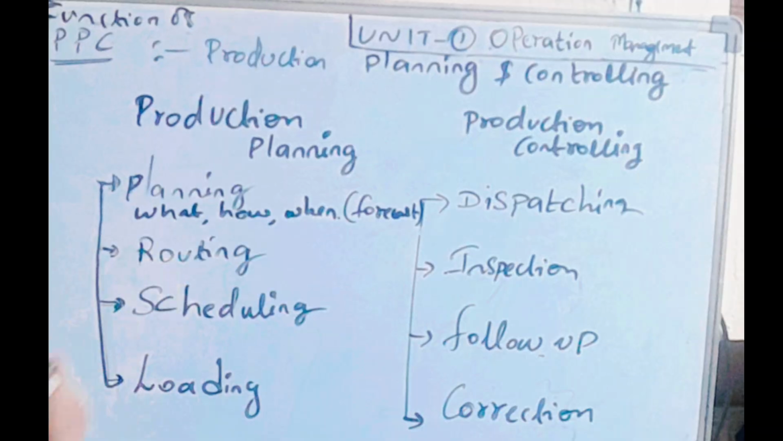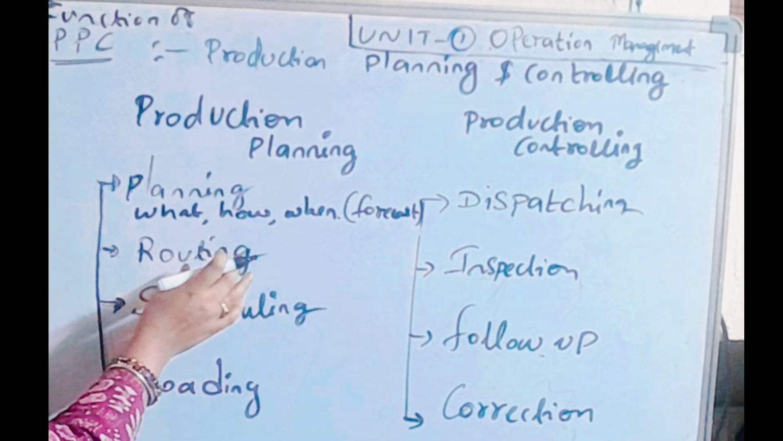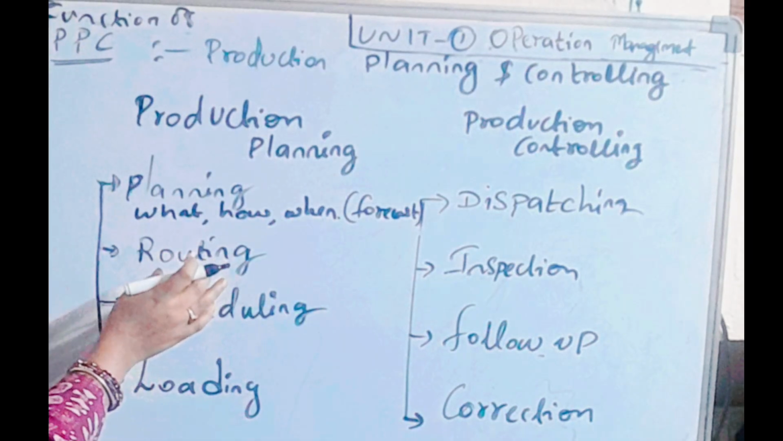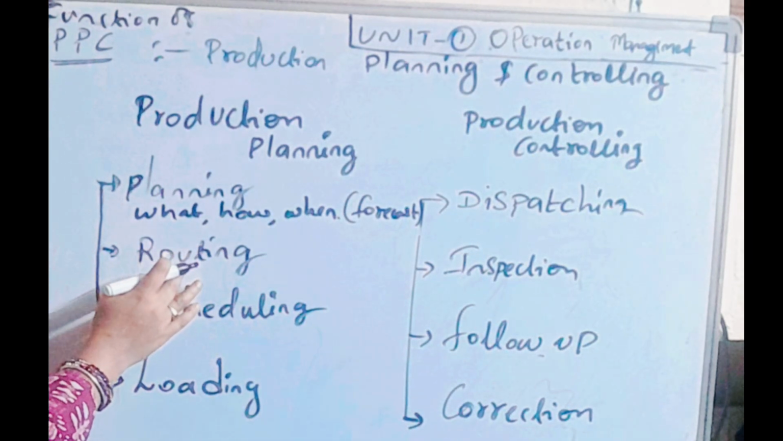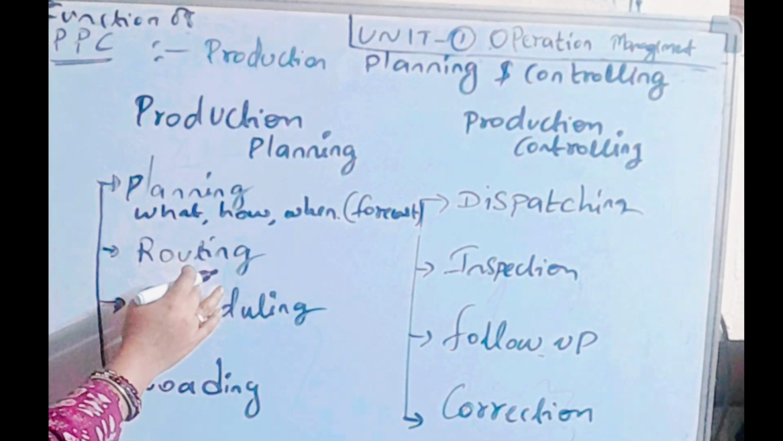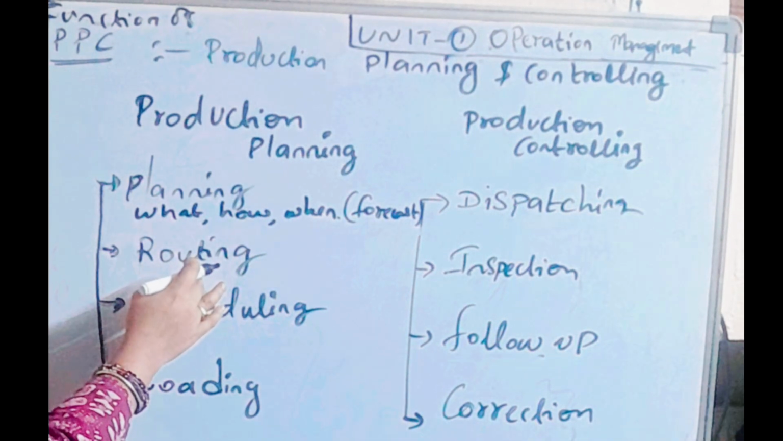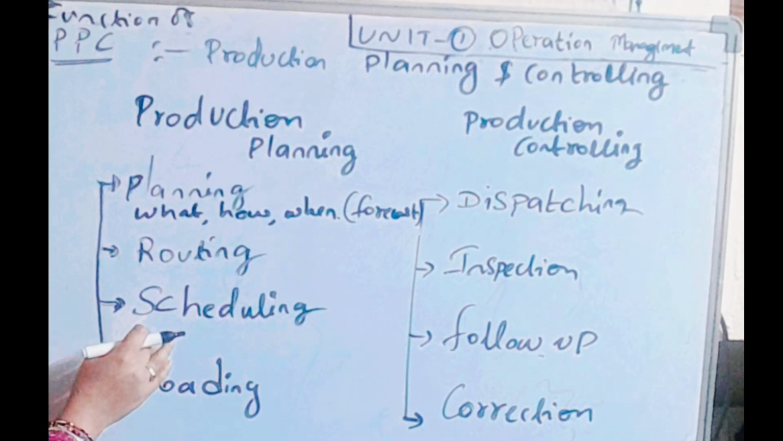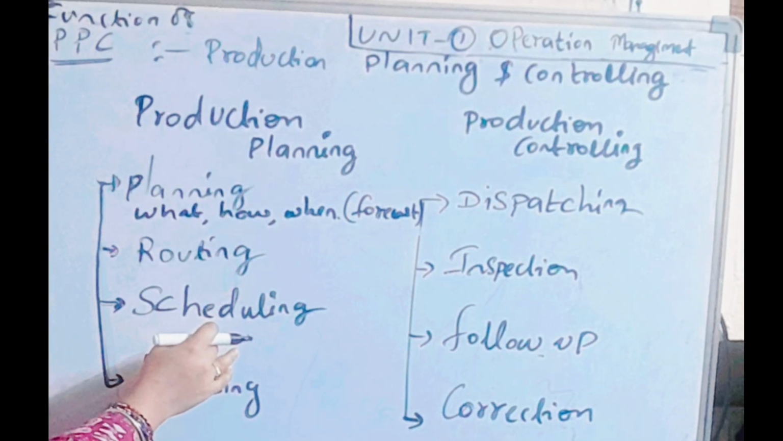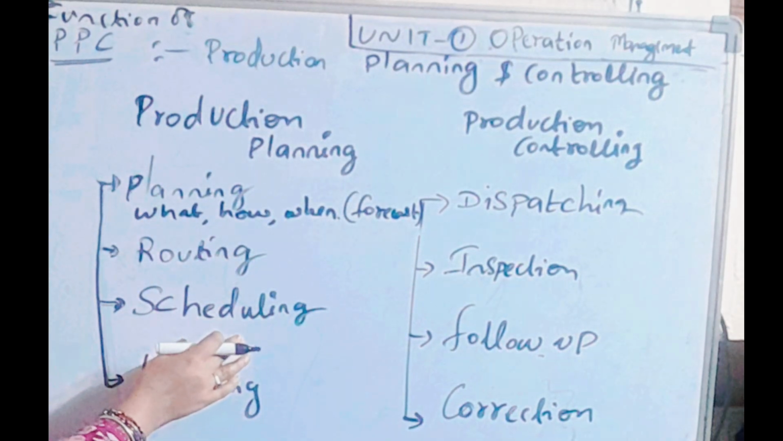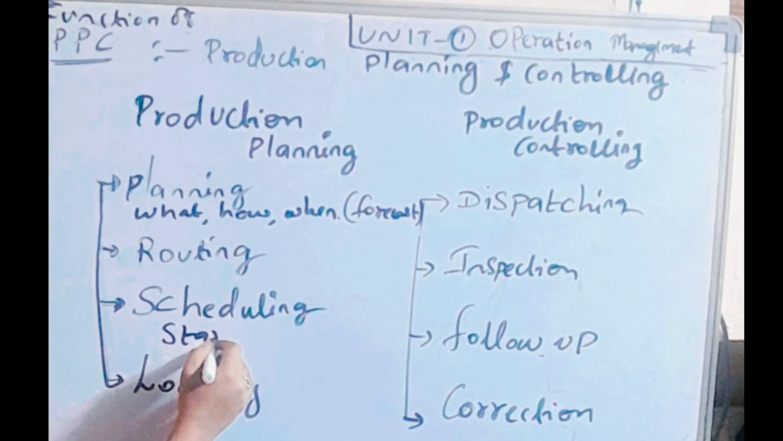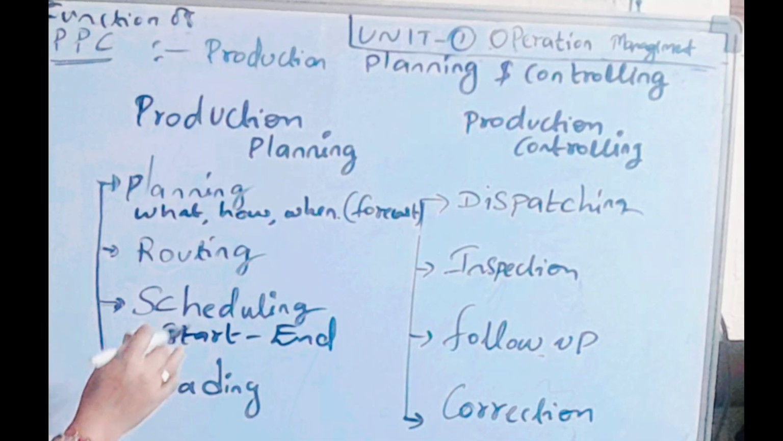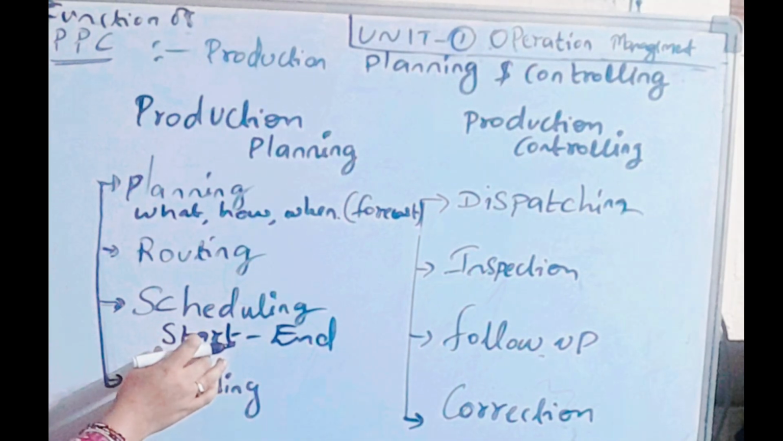Coming to routing: determining the sequence of operations and deciding the path by which materials move in the production process. That comes under routing. The third one is scheduling. Scheduling means fixing starting and finishing times for each operation. From start to end, the process will be there. That is scheduling, and it ensures timely completion of production.